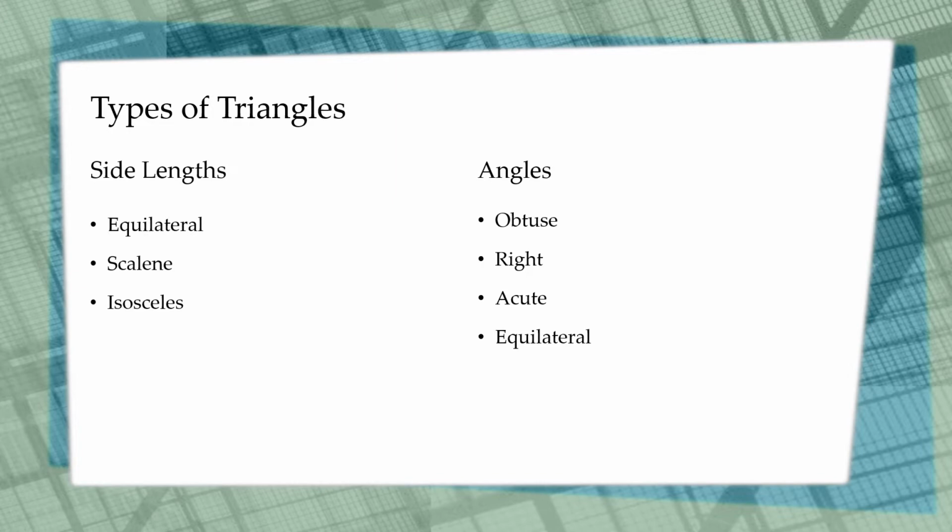In order to do so, we have to realize that we can classify triangles either by their side lengths or by their angles. So for side lengths, I have three types of triangles: equilateral, scalene, and isosceles. And then if I classify them by their angles, I can choose between obtuse, right, acute, and equilateral. And you'll see that I have equilateral under both categories. We'll talk about that in just a little bit.